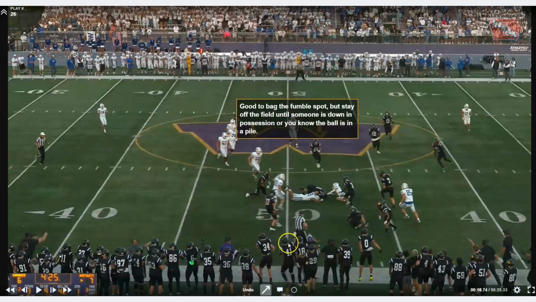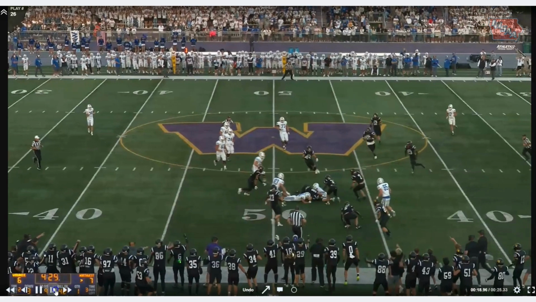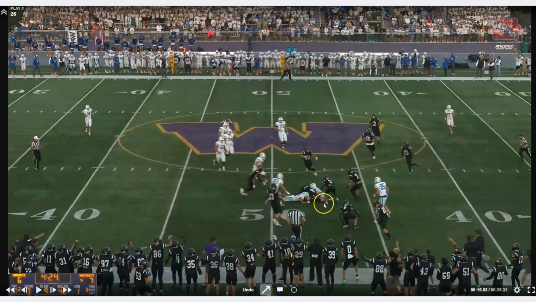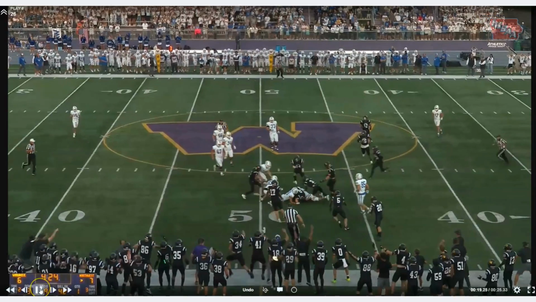The problem is right now, if you come onto the field like you are here, and all of a sudden somebody picks this ball up, and we've got a defensive player who picks this ball up right here, number 3, picks it up, and boom, he starts to run, you're right in the way. And all of a sudden you're getting run into. So stay off the field.